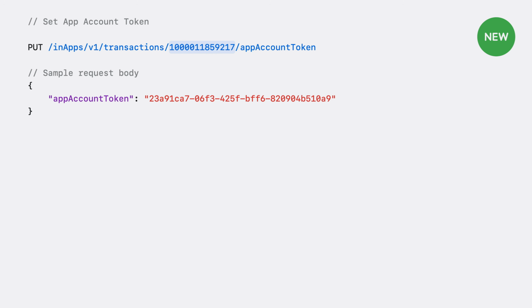Provide the original transaction ID in the path. This value identifies either the one-time purchase transaction or the subscription that you want to set the app account token for. In the request body, set a desired UUID value for the app account token. The app account token you provide with the set app account token endpoint overrides any previous app account token set for that transaction.